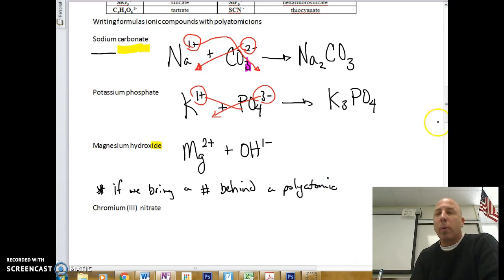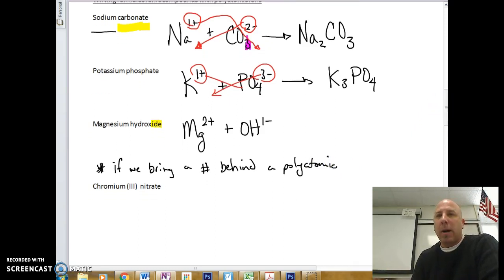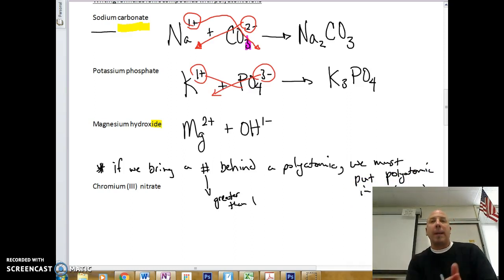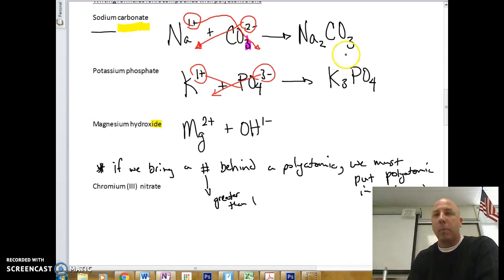If we're going to bring down a charge behind a polyatomic, a number behind a polyatomic, and the number is greater than 1, so it's 2, 3, 4, whatever, we must put the polyatomic in parentheses. Everything is going to go in parentheses, and the number that we bring down is going to go on the outside of the parentheses.